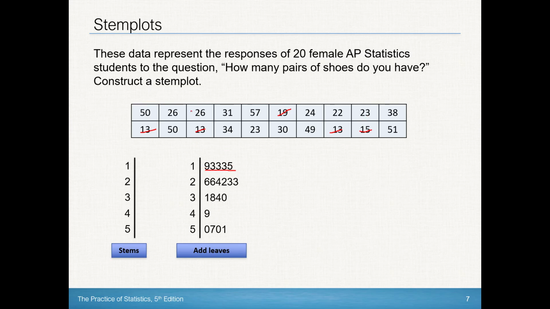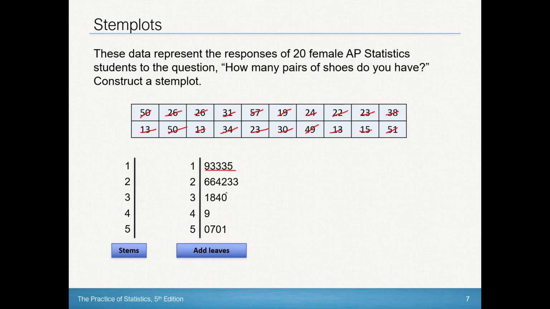Then we go to the 20s. So we have 26, 26, 24, 22, 23, 23. Those are all the values, and all of those correspond to this. And you have your 30s, 31, 38, here's 34, and then just plain old 30. And there's only one 40 value, which is this 49. And then 50, you have here 50, 57, 50, and 51.